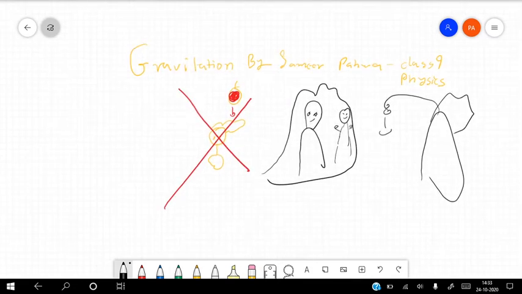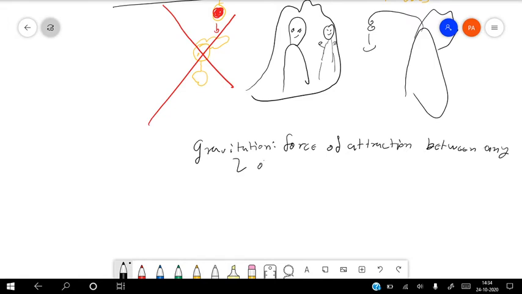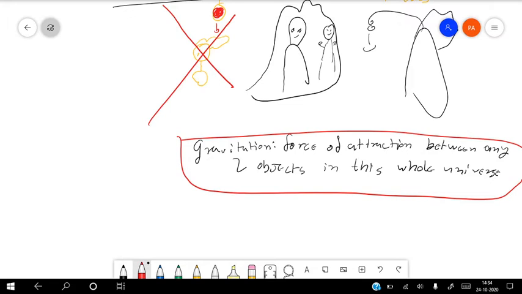So, first of all, what is the meaning of the name of this chapter? Gravitation. Basically, gravitation is the force of attraction between any two objects in this whole universe. This statement was given by Isaac Newton.